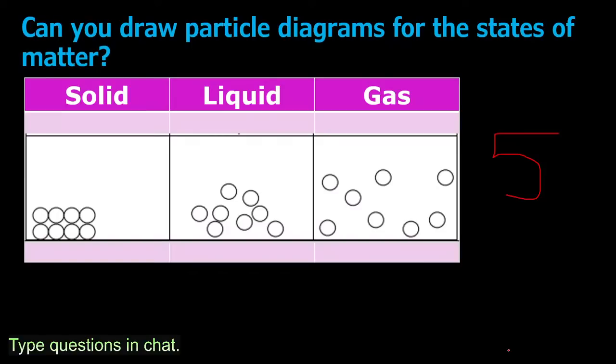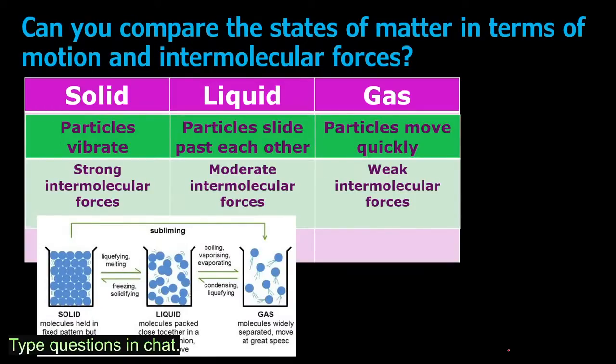You should be able to compare them in terms of motion and intermolecular forces. Here is a little bit tied to intermolecular forces, where you should know them in relationship to the states of matter. In a solid, the particles are simply vibrating. In a liquid, the particles slide past each other. And in a gas, they're just moving quickly. Solids have the strongest intermolecular forces because their particles are the closest together. And in a gas, we have the weakest intermolecular forces because their particles are the furthest apart.